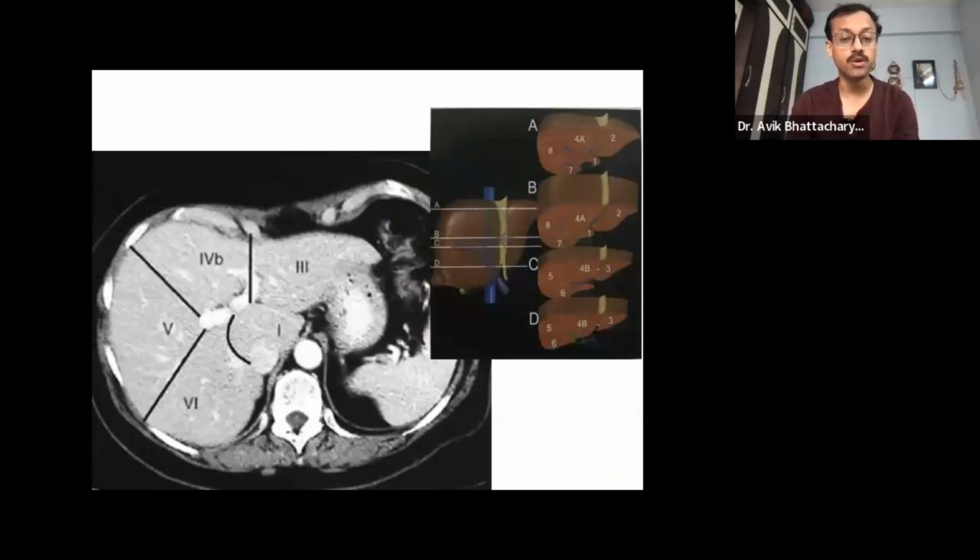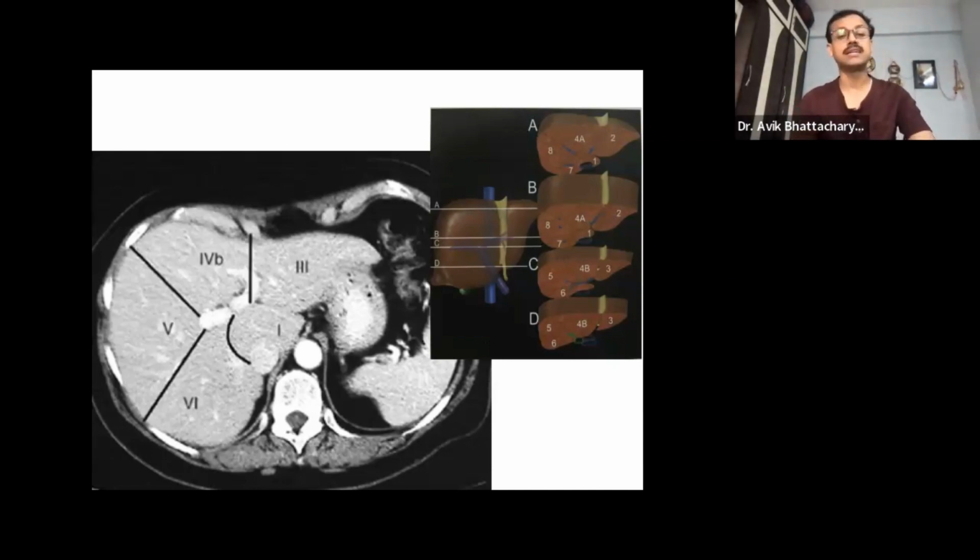Similarly, if I go below the portal confluence, this is just below the portal confluence. This is the level where you can see the right and left portal vein separately. And at this level, if you divide the liver similarly, the medialmost segment inferiorly situated is segment 3. Then the segment which is abutting the gallbladder is segment 4B. On the right side, the segment abutting the gallbladder is segment 5. And the posteriormost, posterior inferior segment of right lobe is segment 6. So this is the segmental anatomy of liver.